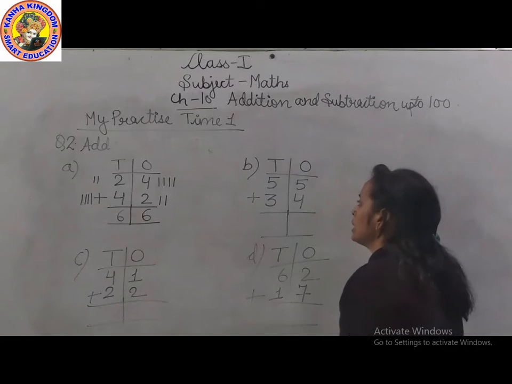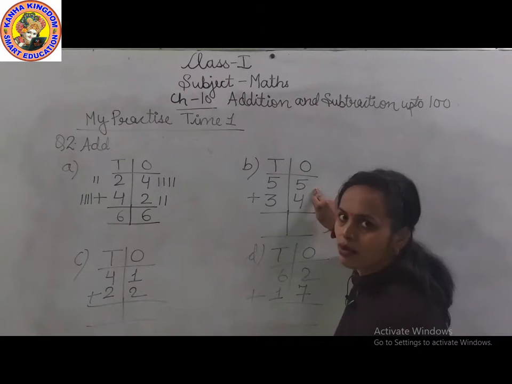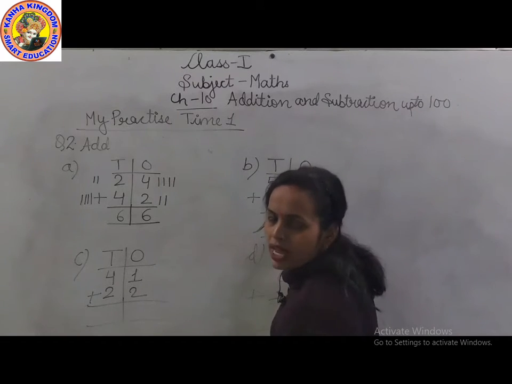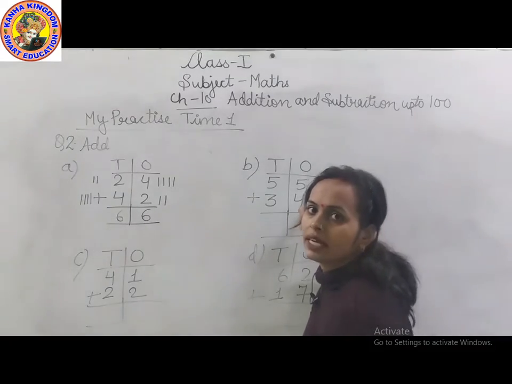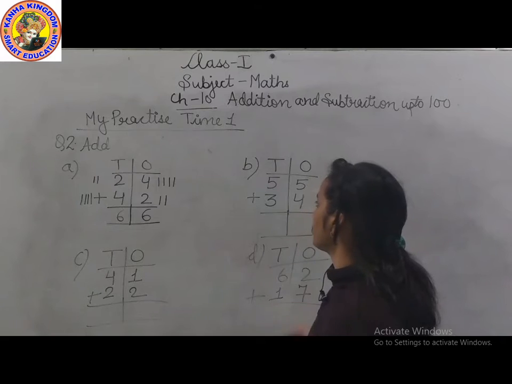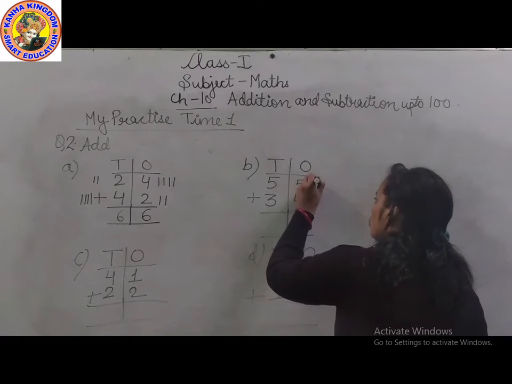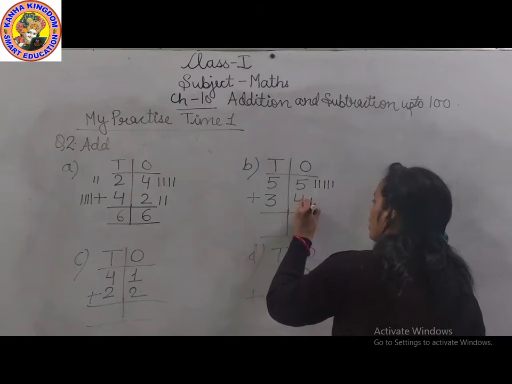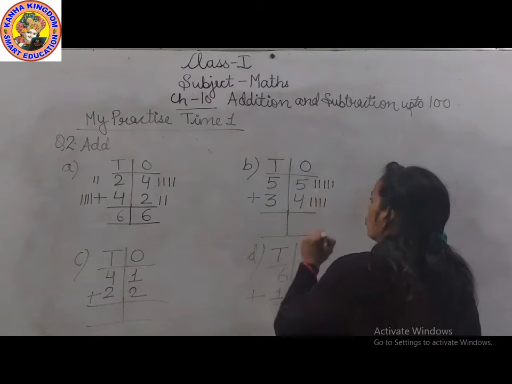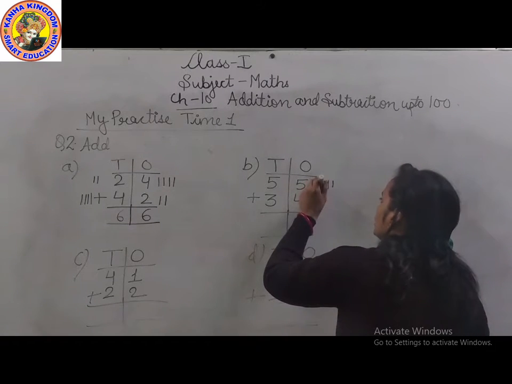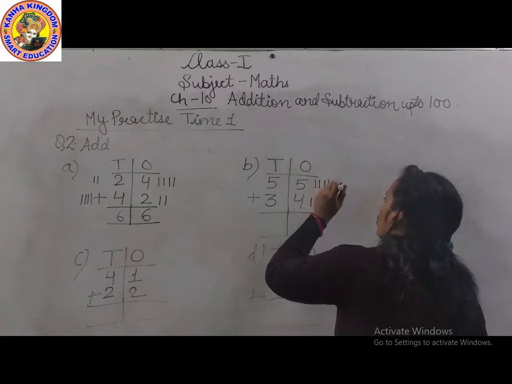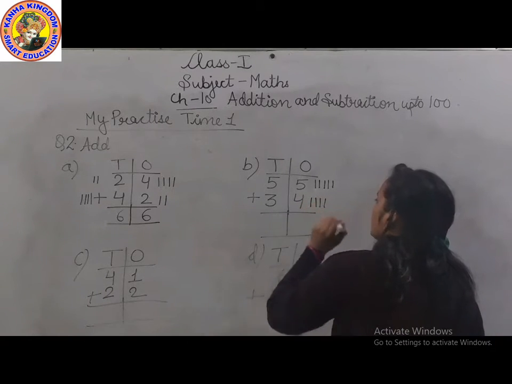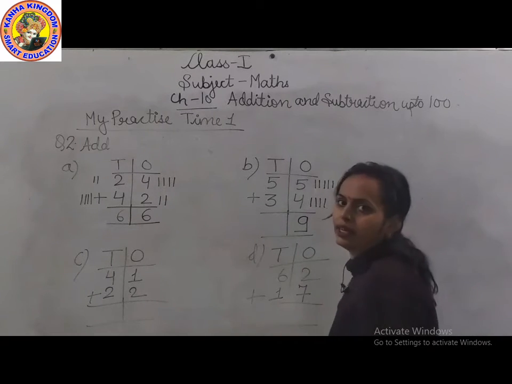Now question number B is 5 tens, 5 ones plus 3 tens, 4 ones. 5 tens, 5 ones plus 3 tens, 4 ones. 55 plus 34. Counting: 1, 2, 3, 4, 5 and 1, 2, 3, 4. Okay? 1, 2, 3, 4, 5, 6, 7, 8, 9. So 5 plus 4, 9.